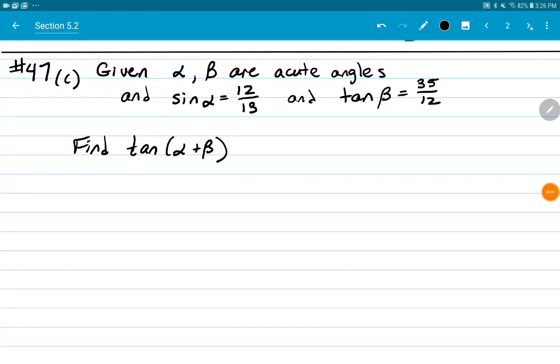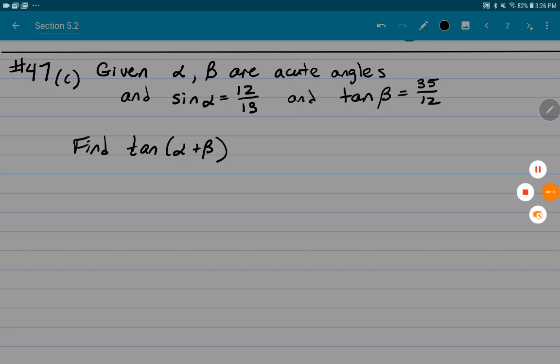Section 5.2, number 47, part C. We need to find the tangent of alpha plus beta given that alpha and beta are both acute and sine of alpha is 12 over 13 and tangent of beta is 35 over 12.